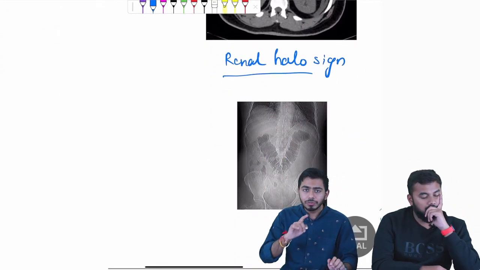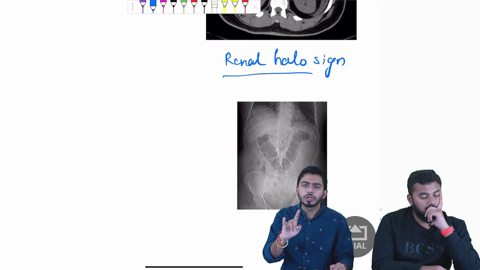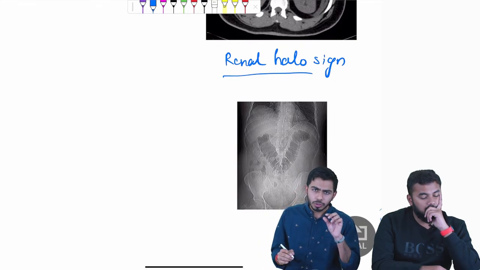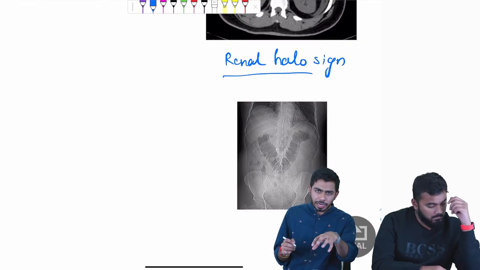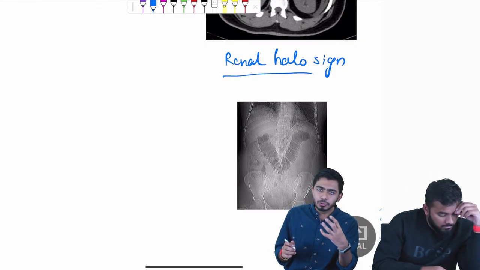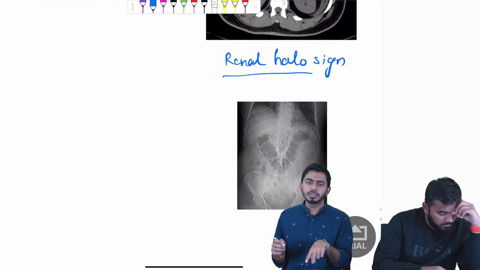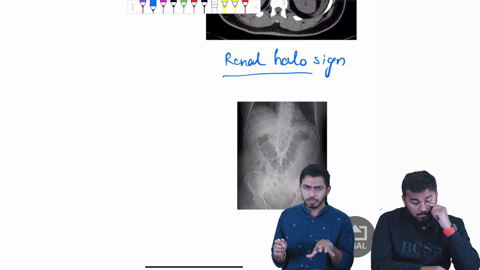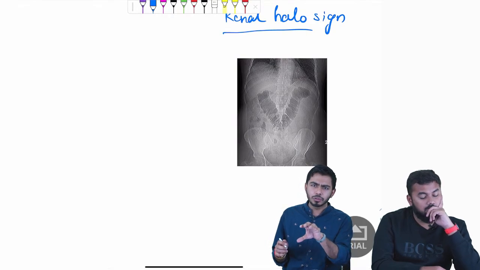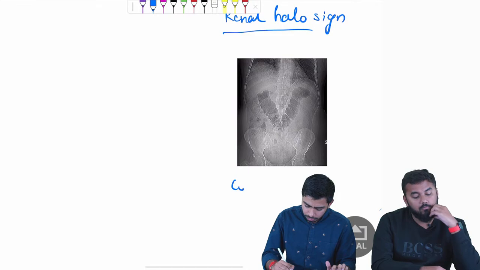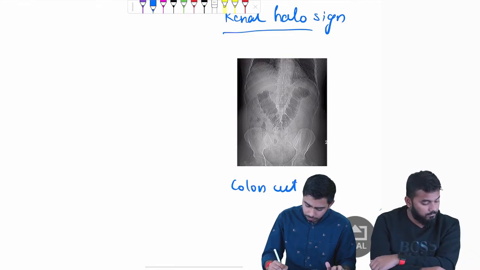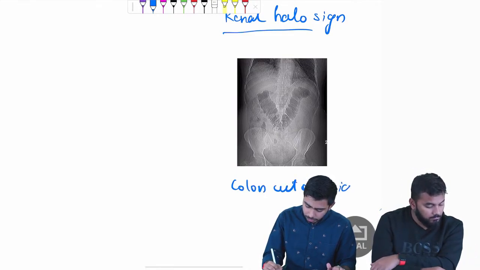Next sign, this is very, very important. This is the colon cutoff sign. If the examiner wants to ask you a radiological sign from acute pancreatitis, then this is that sign. Examiner, if he wants to pick a question from this particular part, he might ask you what is the colon cutoff sign. Here it is very easy to identify as well.